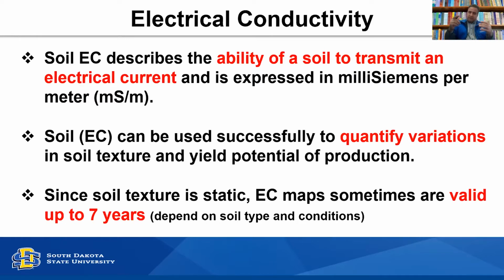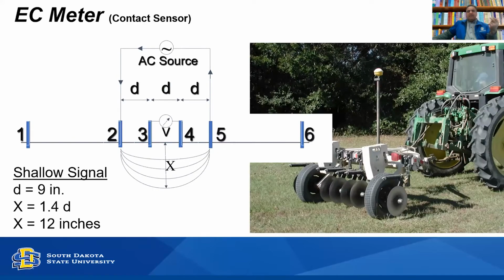If we don't have a major change, the EC maps are sometimes valid for up to 7 years, depending, of course, on the soil type and conditions. But if we do make some major change, then the EC would change. We have two types of EC machines. One is a contact sensor, another is a non-contact sensor.